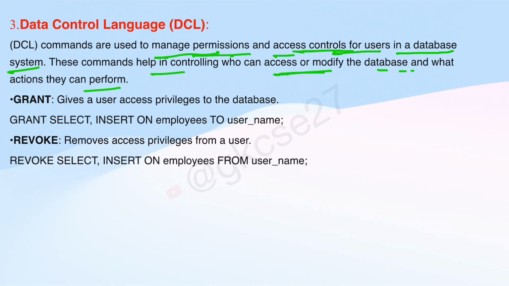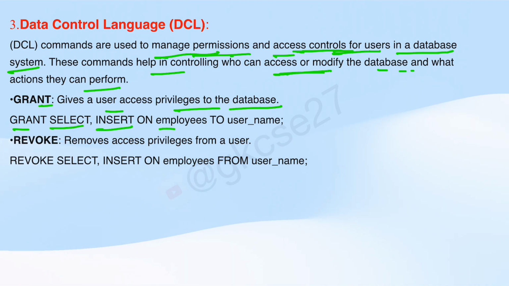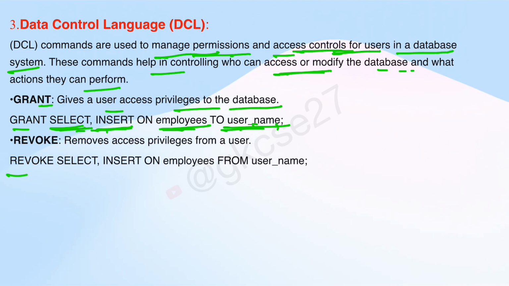First is grant, which gives a user access privilege to the database. That means if we want to give some user access for the database, then the grant command will be used. So see, grant select, insert on employee to username. So we are giving select and insert command access on the employee table to a particular user. Next is revoke. This will remove access privilege from a user. So this is removing select or insert access from any user on the employee table.